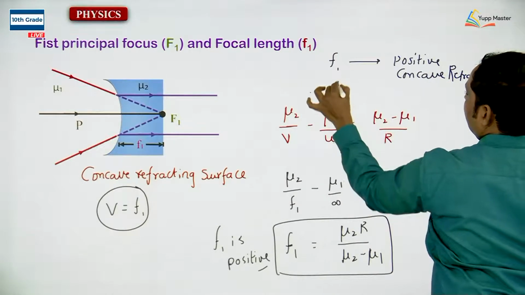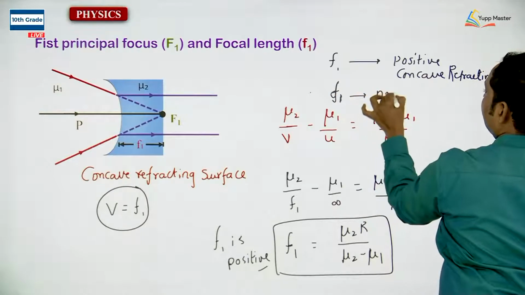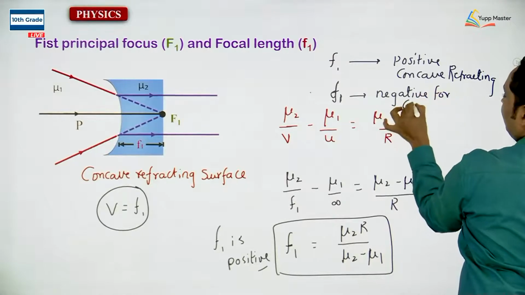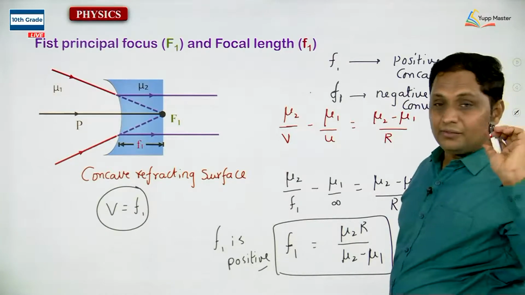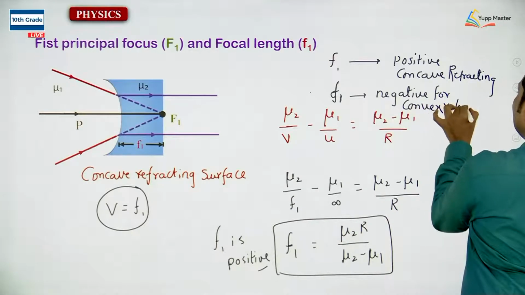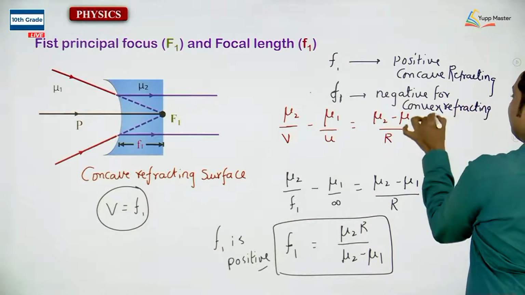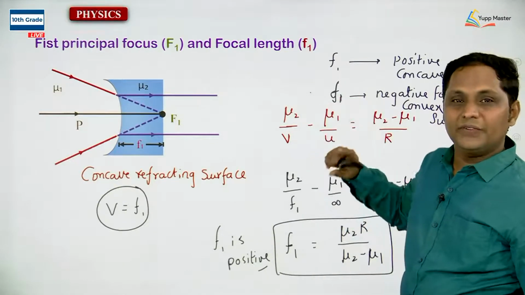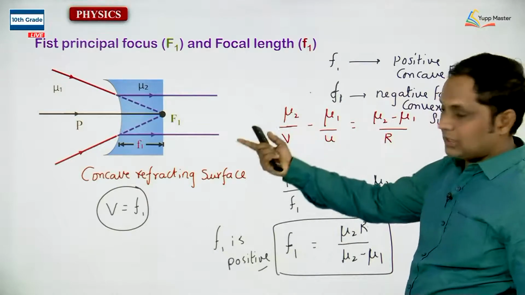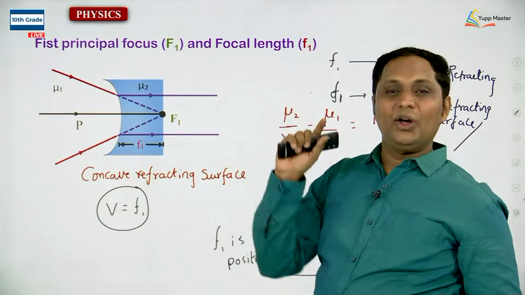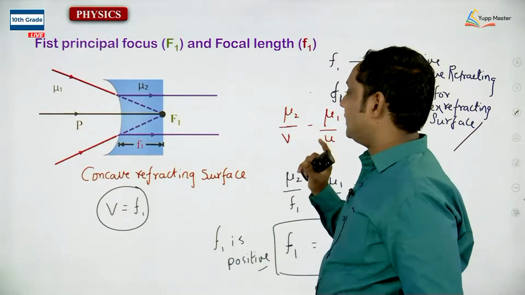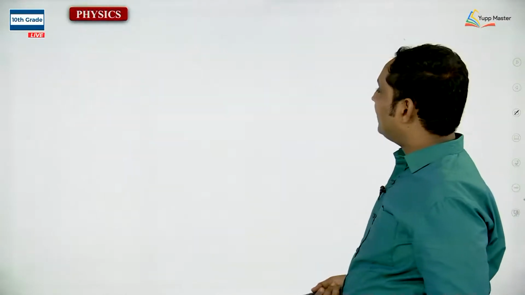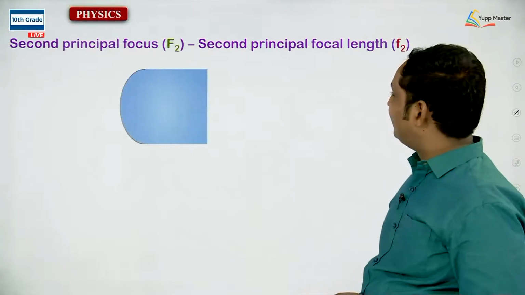So, F1 is negative for convex refracting surface. This is all about the signs we have obtained for concave and convex refracting surfaces, that is the first principal focal length. Let us go for another one, the second principal focus.